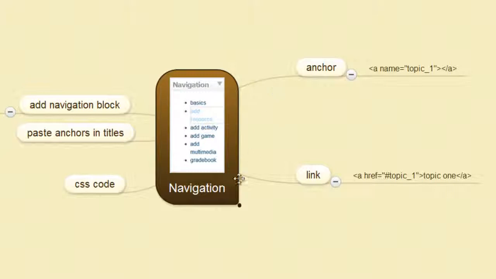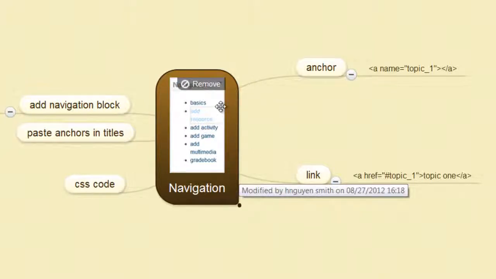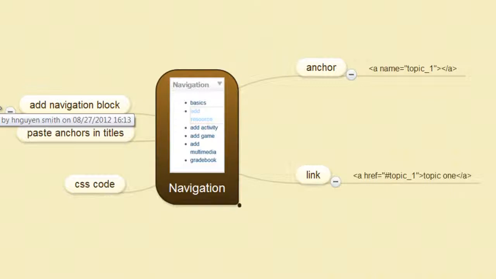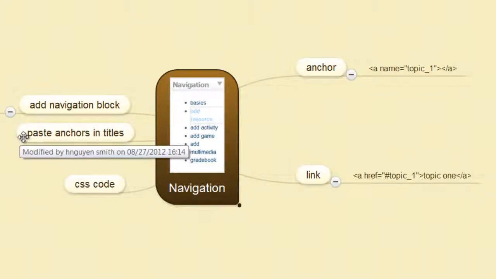Once we've done all this in TinyMCE, we'll add all the code. We'll add a navigation block. Then we'll place all the link list code into the navigation box. Then we'll paste the anchors into the titles and verify that all the links connect back to the anchors. And then we'll pretty it all up with some CSS code.